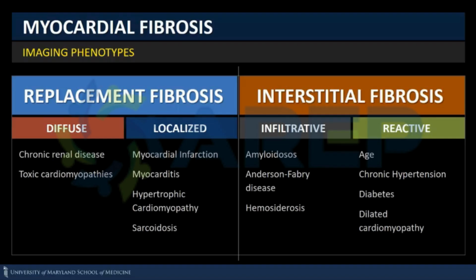Now, interstitial fibrosis, so this is where we have, again, inflammation, activation, and may not have focal abnormalities. Certainly amyloidosis tends to be more of a diffuse interstitial process. We have other disorders such as what's called Anderson-Fabry disease, which is a genetically linked disorder, hemosiderosis, and we can even have just reactive interstitial fibrosis as in hypertension, diabetes. You can have an interstitial fibrosis, even aging. As we get older, we get mild interstitial fibrosis, and certainly in the setting of certain dilated cardiomyopathies.